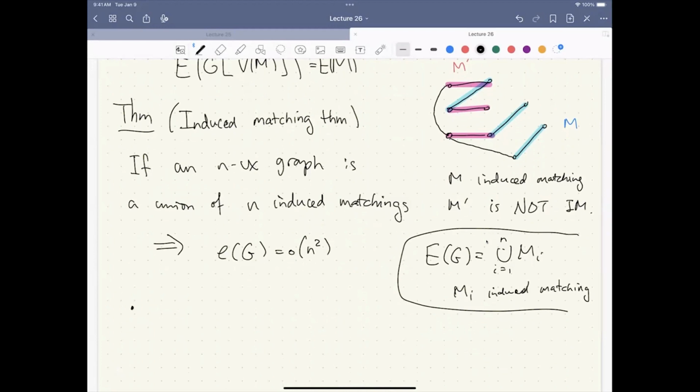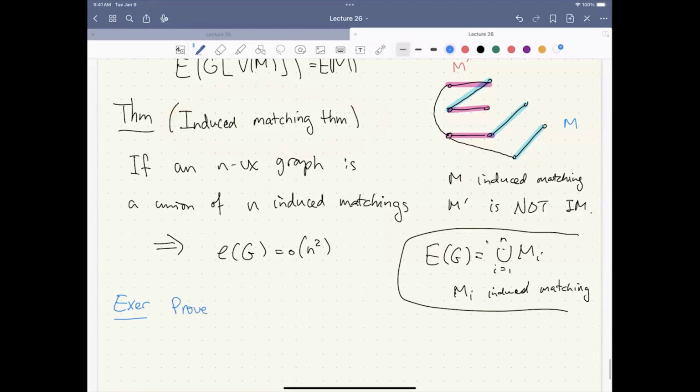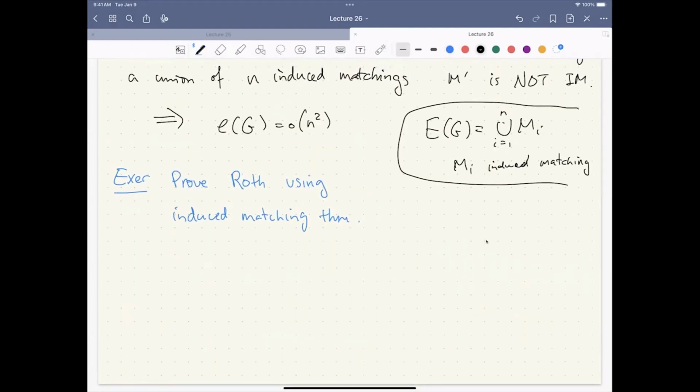There are two things we will see. First, I will leave you an exercise. It's not hard to show. Similar to how we prove Roth's theorem from the 6-3 theorem, you can also derive Roth's theorem from the induced matching theorem. So prove Roth's theorem, that every 3-AP-free set in the first n integers has little o of n size, using the induced matching theorem. And what we will see here is a proof that induced matching implies 6-3.